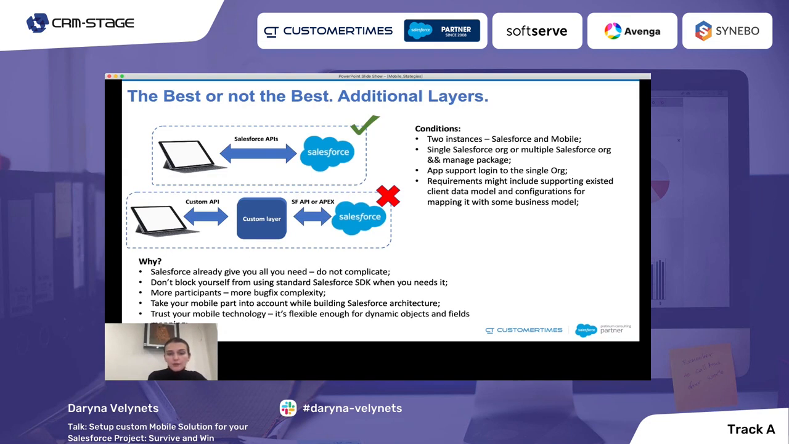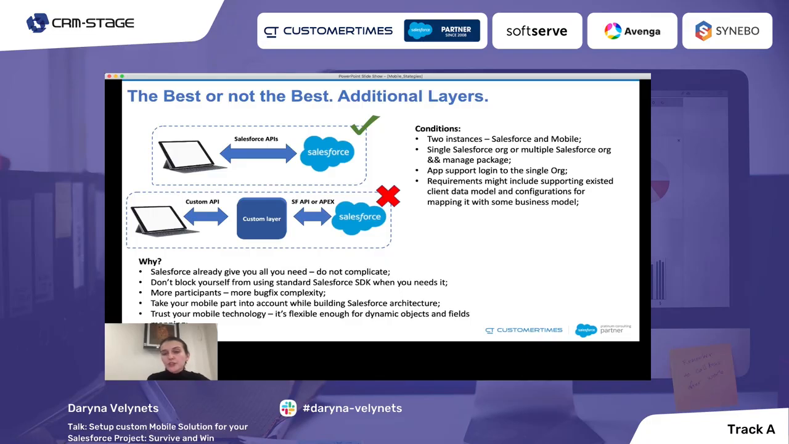And maybe you have some cases when it's better, but always document it enough when someone like me will come and ask a lot of questions. So, first situation, we have Salesforce and mobile. We don't have any additional instances. We have a single Salesforce org or multiple Salesforce orgs plus a managed package.